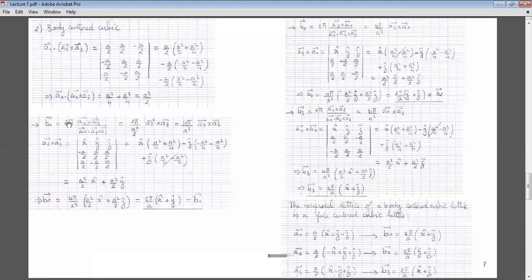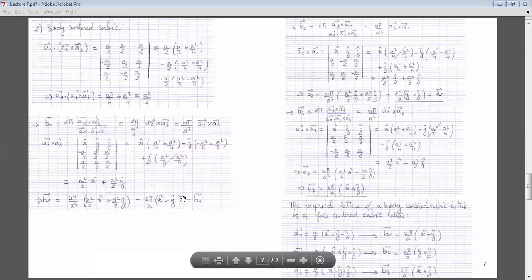So B1, which is 2 pi A2 cross A3 divided by A1 dot A2 cross A3, will be whatever you got here. You multiply it by 2 pi, or this is 2 pi over already, so it is done here. And you will get B1 equal 2 pi over A times x plus y, x in the direction of x, and 2 pi over A in the direction of y. The same thing you do for B2, and you get something very similar. The same thing you do for B3, and you also get something very similar.